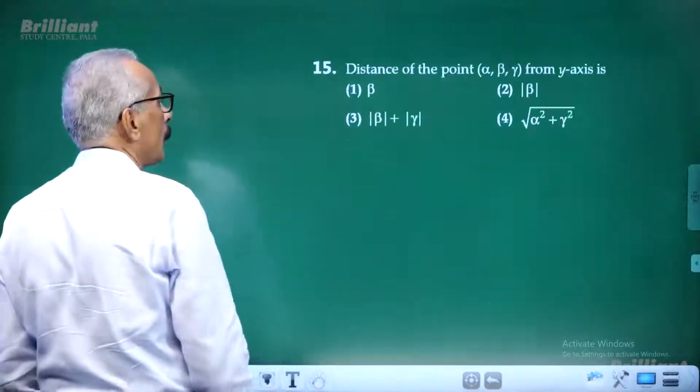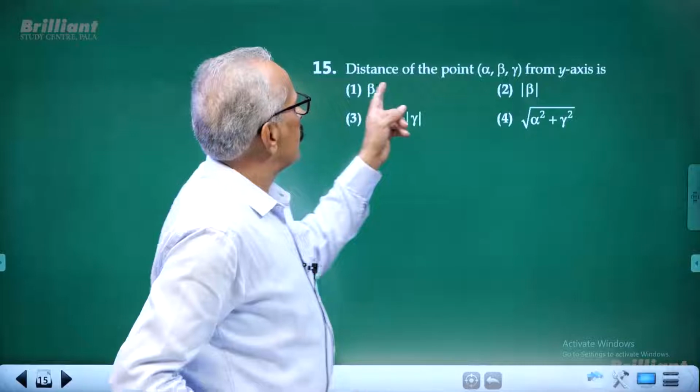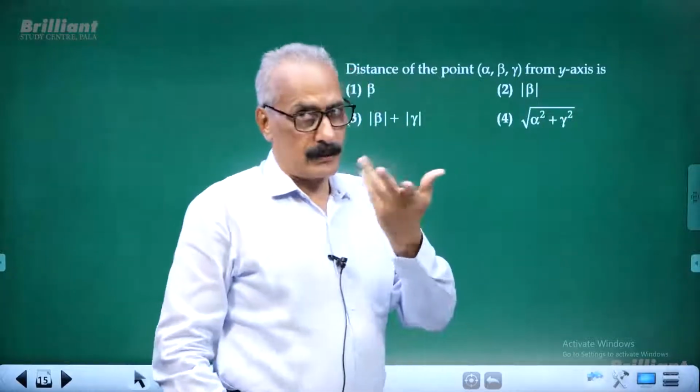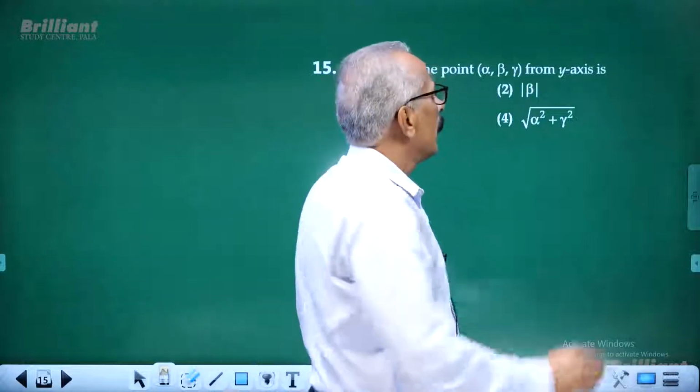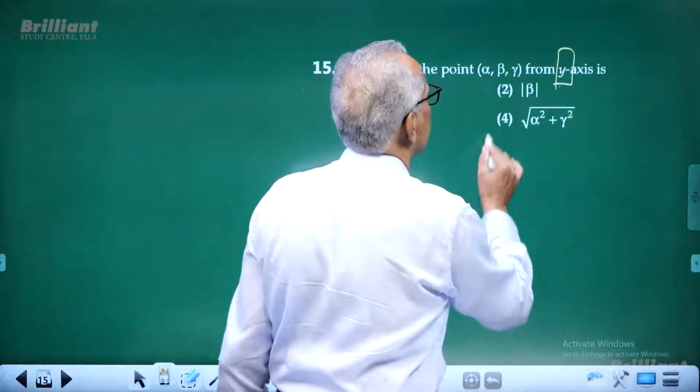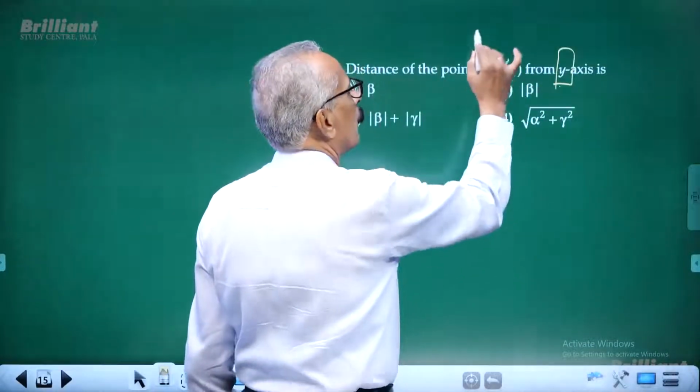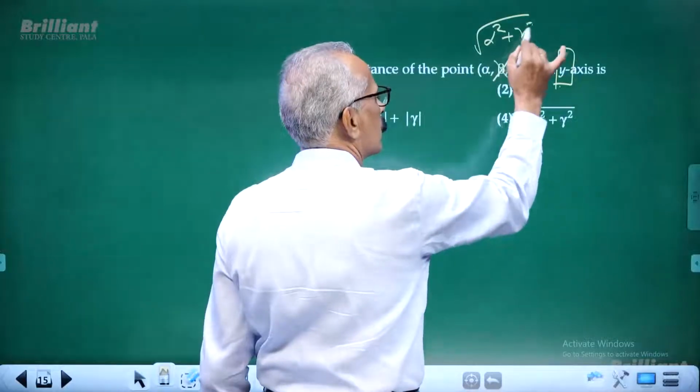Okay. Now, next, distance of the point from y-axis. I myself discussed this in many of the CUET papers. The y-axis means what then? This, to cut. Root of alpha square plus gamma square. Answer.